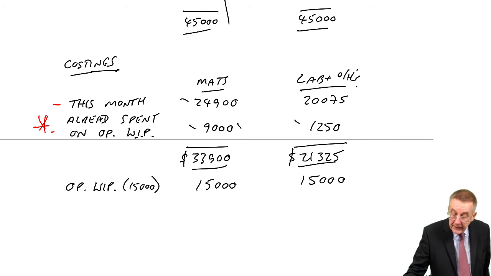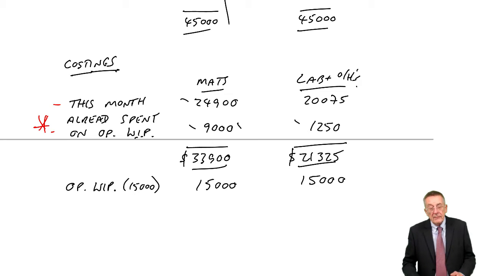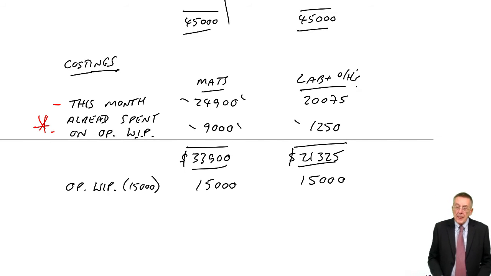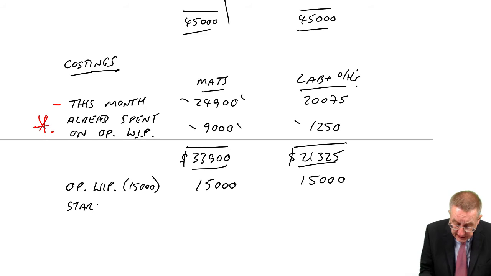Again, 9,000, that was the cost of starting them, including the 24,900, is the cost of finishing them. So we've got the full cost of them. We've also got the full cost of those that were done from start to finish.